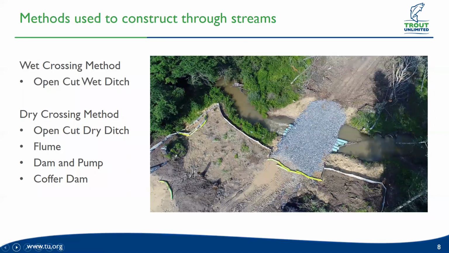So tonight we're going to talk about the different methods that MVP is going to be using to do the pipeline construction through the streams. So there's the wet crossing method, and that's when there's no water diverted and it's just an open cut wet ditch. Then there's several dry crossing methods. That's when the water is diverted.